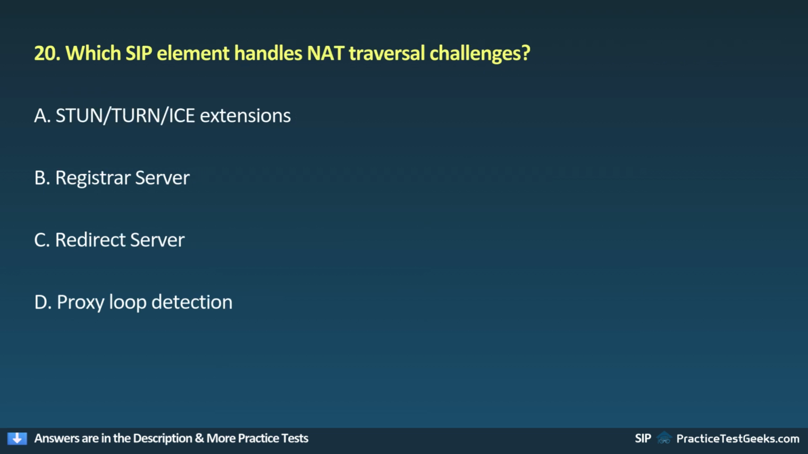20. Which SIP element handles NAT traversal challenges? A. STUN, TURN, ICE extensions. B. Registrar server. C. Redirect server. D. Proxy loop detection.